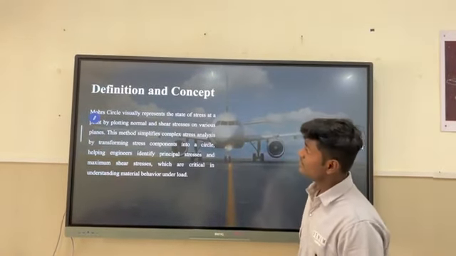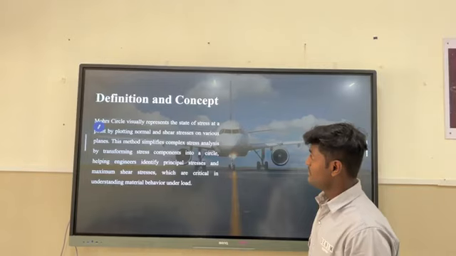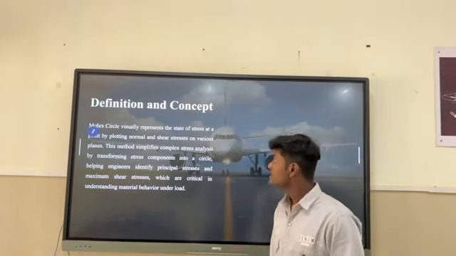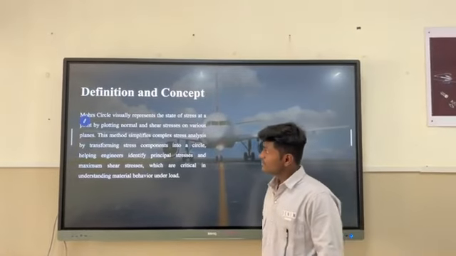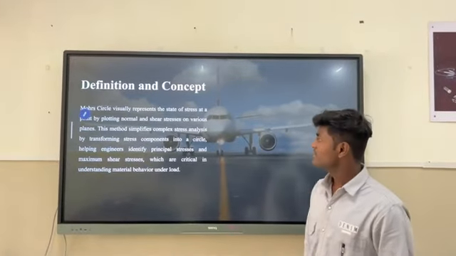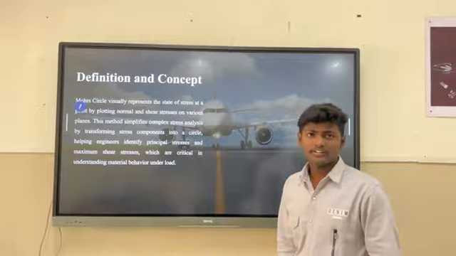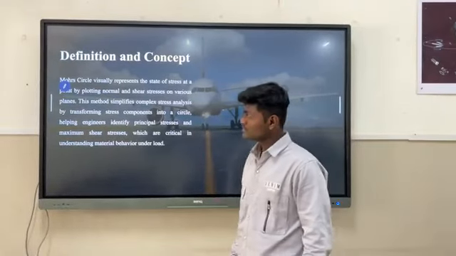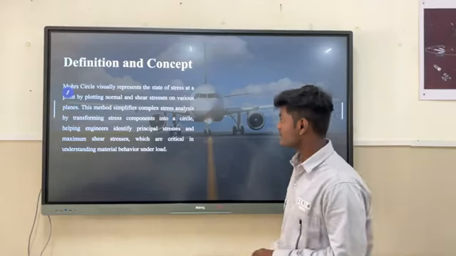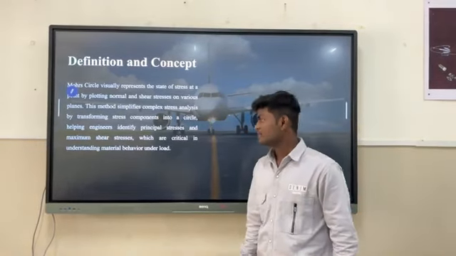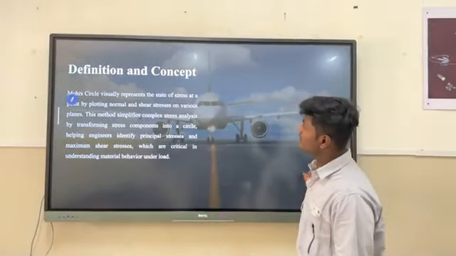The definition of the Mohr circle: it visually represents the state of stress at a point by plotting normal and shear stress on various planes. This method simplifies complex stress analysis by transforming stress components into a circle, helping identify principal stresses and maximum shear stress, which are critical in understanding material behavior under load.